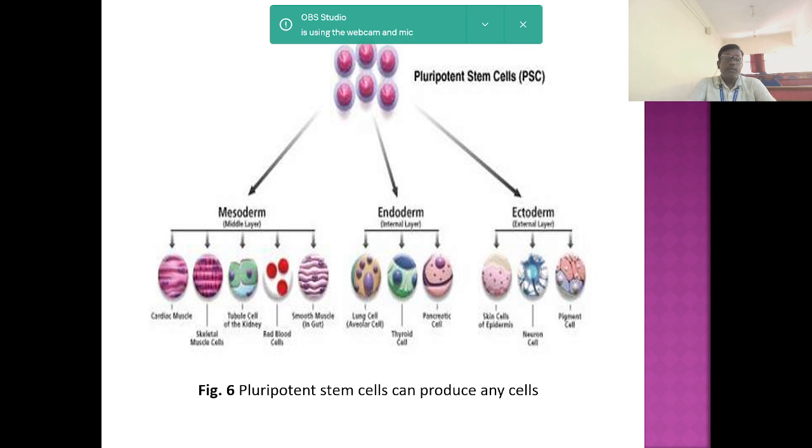From the mesoderm, it can be differentiated into cardiac muscle cells, skeletal muscle cells, fibroblasts, smooth muscle cells, and red blood cells. Then from the endoderm, the internal layer, it can be differentiated into lung cells, thyroid cells, and pancreatic cells. Then the external layer is called the ectoderm. It can be differentiated into skin cells of the epidermis, neuronal cells, and pigment cells.